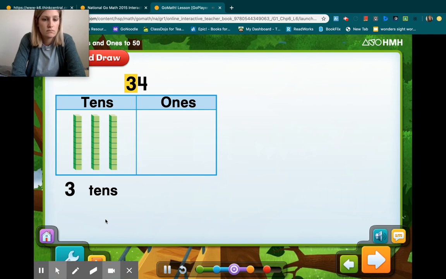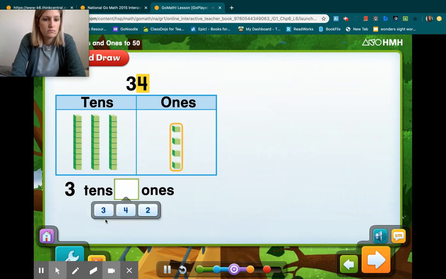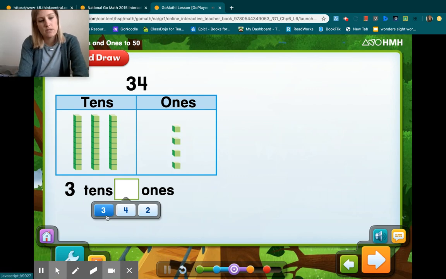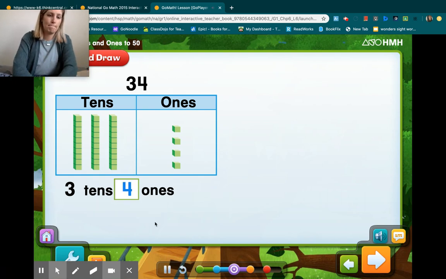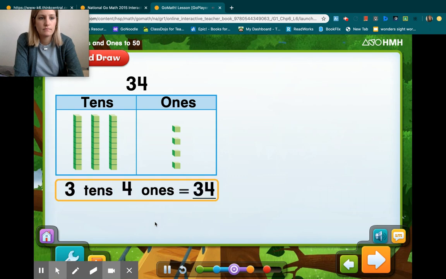Let's see how many 1s there are. In 34, the 4 means there are 4 1s. Select the number of 1s in 34. So this one's easy peasy, you guys. There's not 3 ones right there. There's 4 ones, not 2 ones. So let's click the 4. Excellent! There are 4 1s in 34. 3 10s and 4 1s make 34.